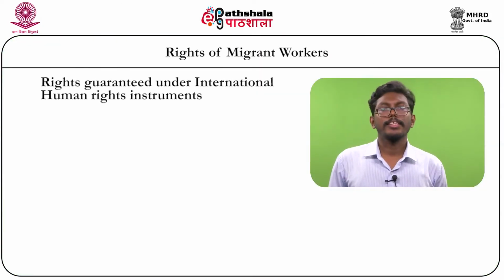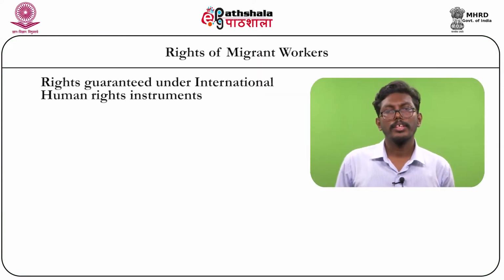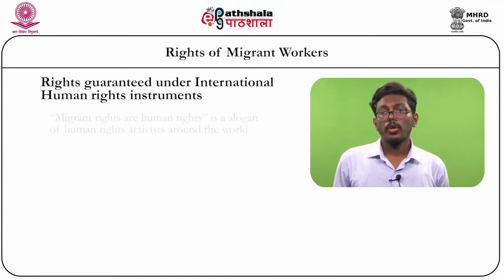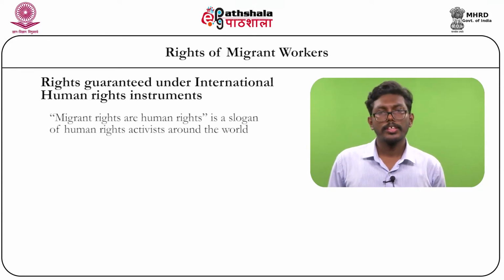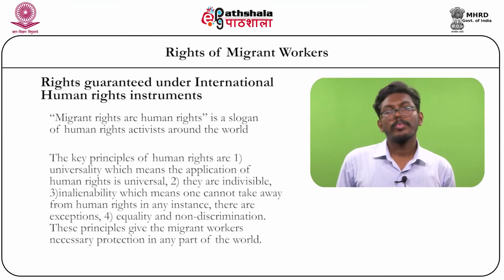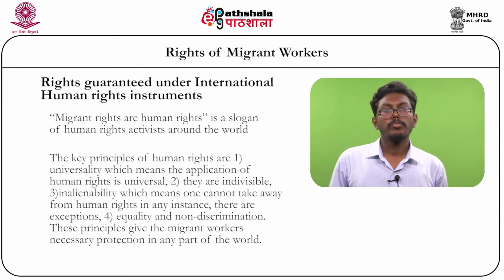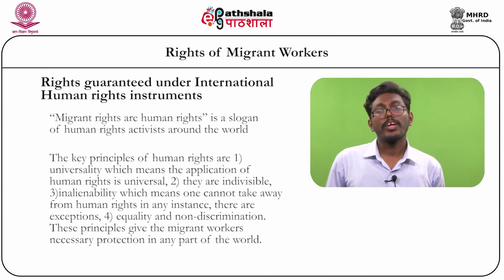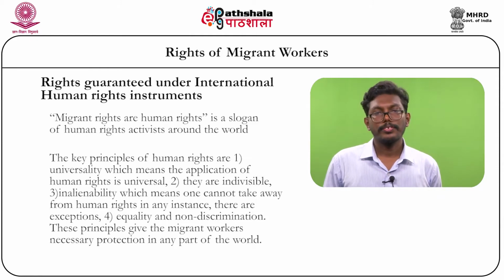Now, what are the rights guaranteed under international human rights instruments? We all know that there is a slogan by human rights activists around the world: migrant rights are human rights. The key principles of human rights are universality, which means that the application of human rights is universal and they are indivisible; inalienability, which means one cannot take away human rights in any instance, even though there are exceptions; and equality and non-discrimination. And these principles give migrant workers necessary protection in any part of the world.